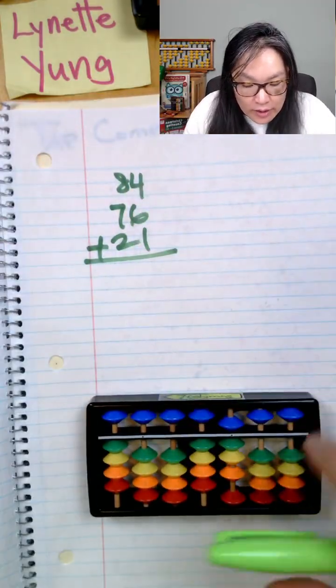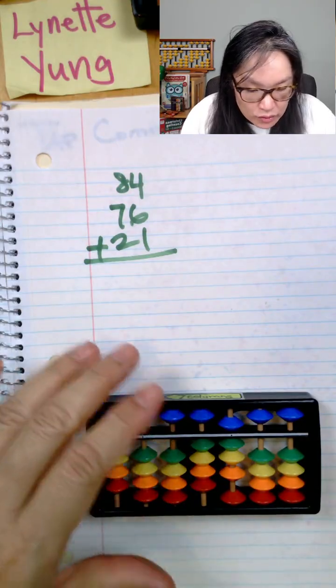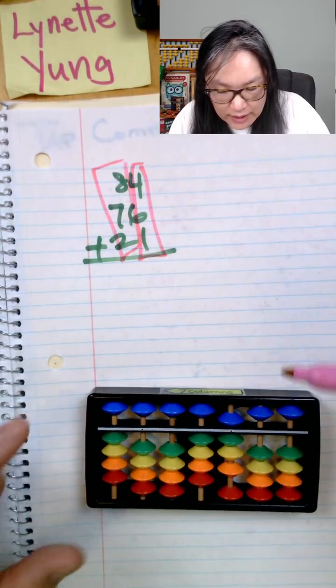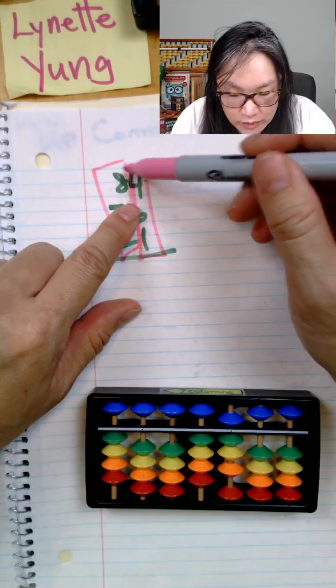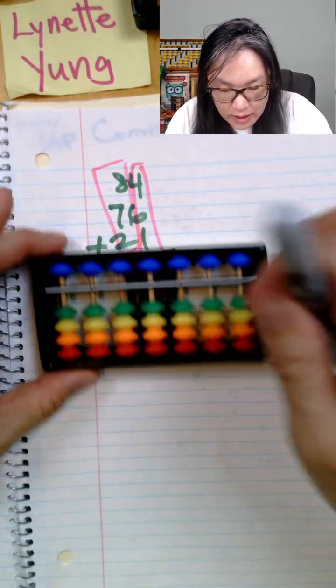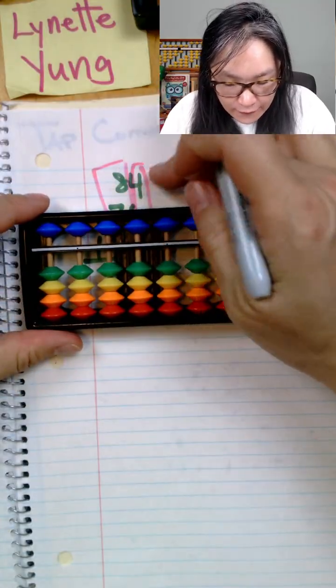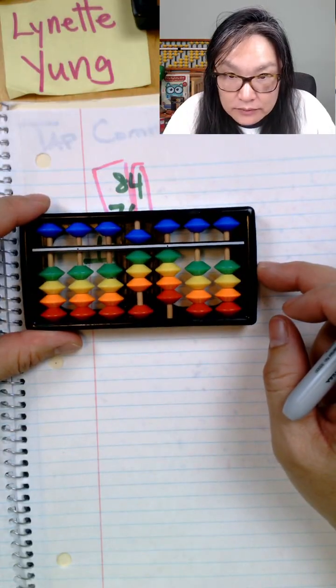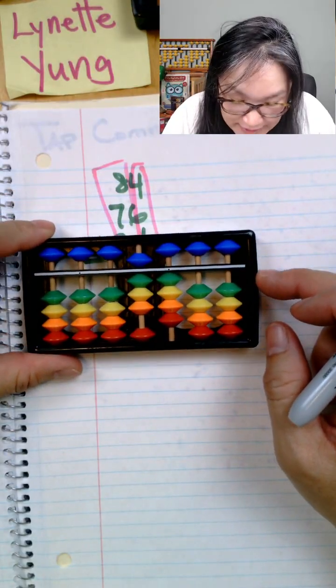So here, now in abacus, we don't do the ones first and the tens later. What we do is we do the whole number, because we know numbers as whole numbers. So here I have 84. I add 80, and then I add 4. I'm going to move my abacus down so I can see the next question.